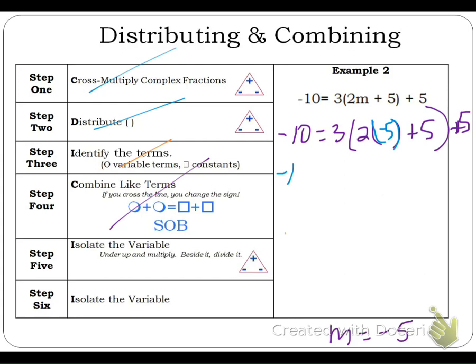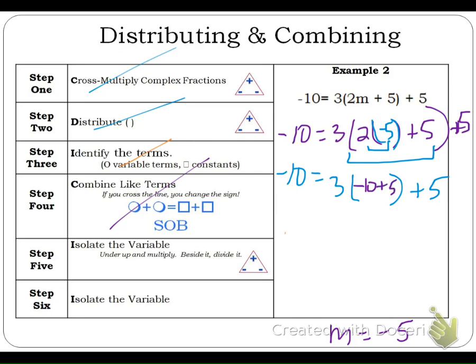So I have negative 10 is equal to, and I'm ready to use the order of operations. I have to do what's inside parentheses first, so I copy down 3. I'm still going to write a parenthesis here because I have parentheses inside of parentheses and more than one operation. So I have 2 times negative 5 plus 5. Well, I have to do multiplication before I do addition. And again, I'm just going to do one step at a time. 2 times negative 5 equals negative 10 plus 5.